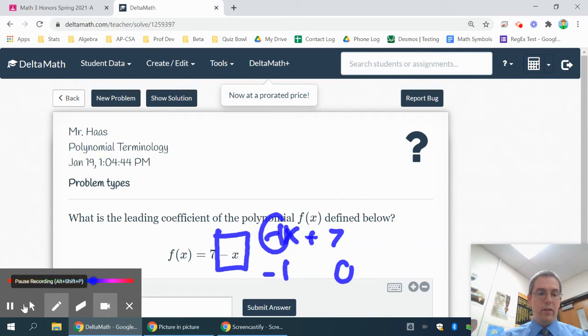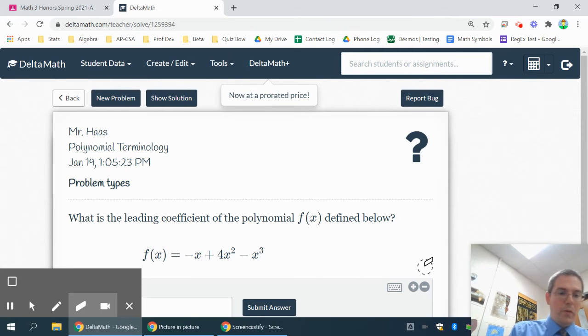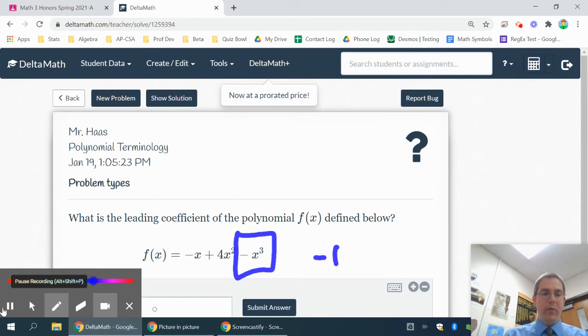Let's go ahead and look at another one of these. On this next one, the leading coefficient, if we were to write it in standard form, my first term would be the negative x to the third. So my leading coefficient would be -1. We'll go ahead and try another one.